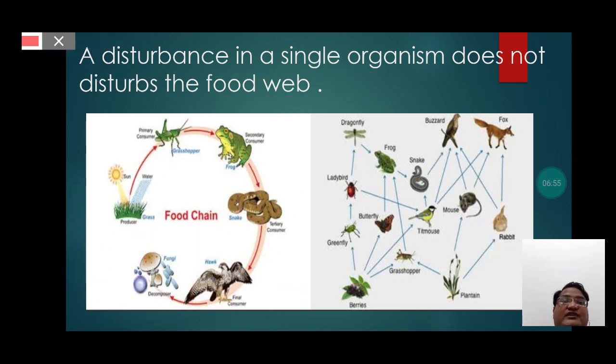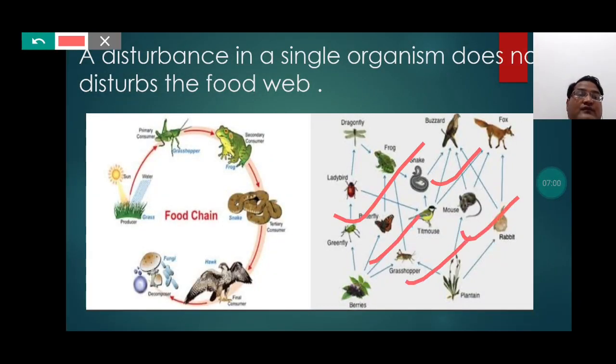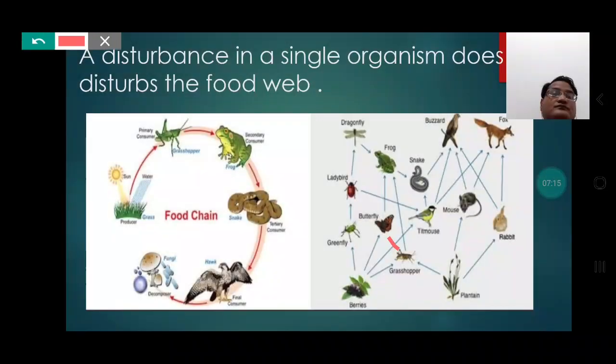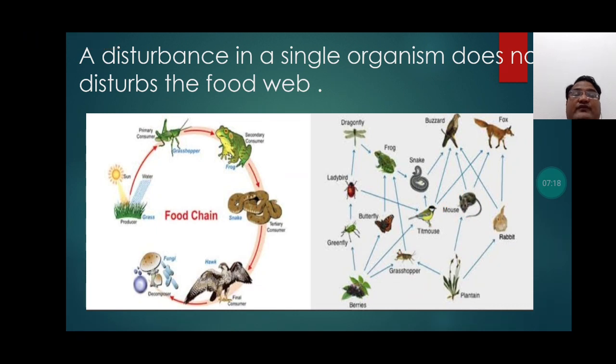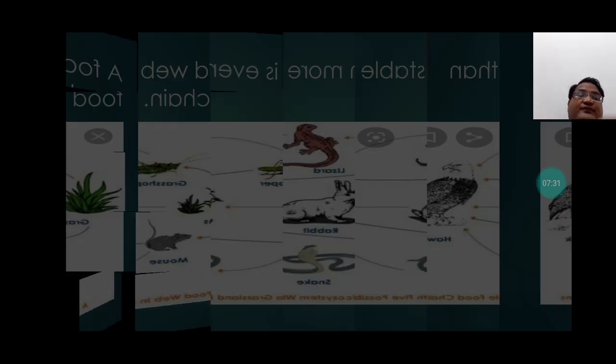Students, food web actually is a collection of a huge number of organisms. So even if we remove the rabbit or the mouse or the cricket or the dragonfly, it does not disturb the whole food web, because food web is a collection of a huge number of food chains, and removing a single trophic level from the food web will not disturb the food web.